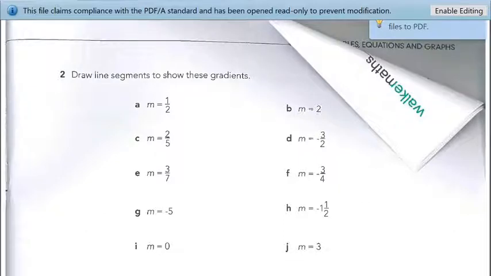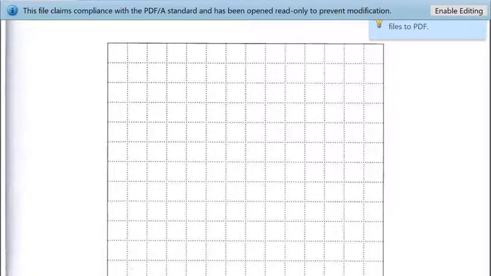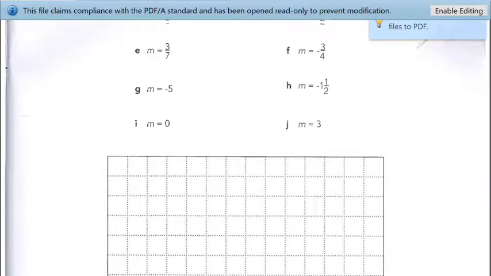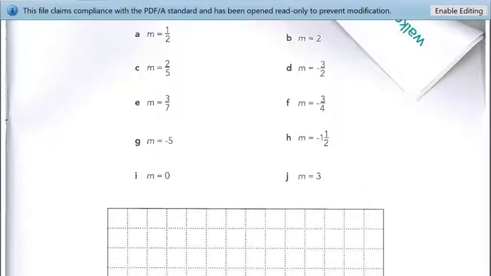So, draw line segments to show these gradients. Now, they've given you the grid paper at the bottom to do it. So you need to just draw lines that represent those gradients. Okay, line segments just means start and stop at the point. Make sure you label them.